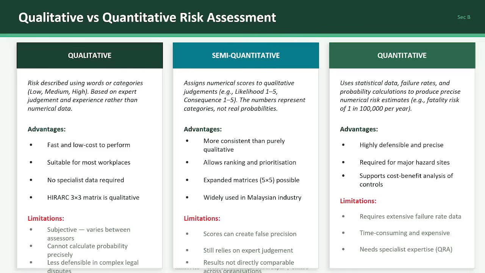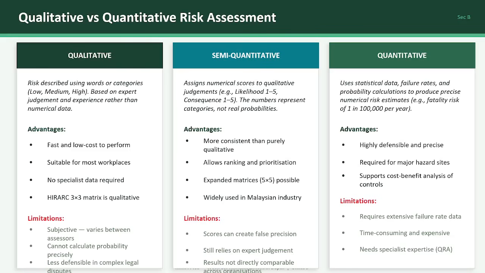Here, you assign numbers to your qualitative judgments: likelihood from 1 to 5, consequence from 1 to 5, multiply them together, and use the score to plot the hazard on a matrix. The numbers look precise, but they still represent categories, not real statistical probabilities. A likelihood score of 4 does not mean a 40% probability of occurrence. It means likely, based on expert judgment. The 5x5 matrix we will look at in the next slide is semi-quantitative.